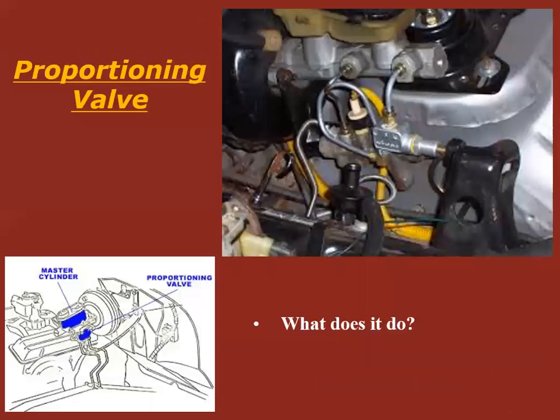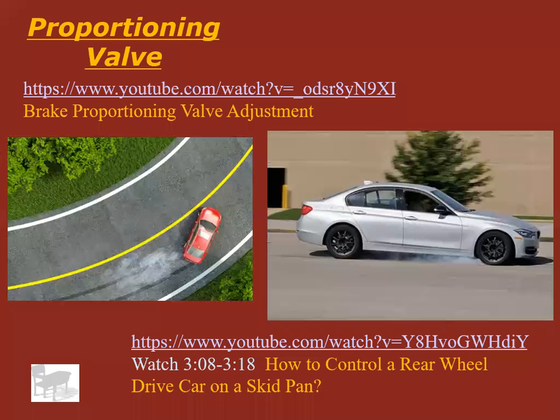So let's talk about the proportioning valve. What does it actually do? We're going to watch a video on this, but just to prep you for that, here's what it looks like. Proportioning valve, see it's located usually pretty close to the master cylinder. It regulates the fluid flow between the front and the rear brakes. So in other words, it helps the rear brakes not lock up if you go into a skid, so that the back end doesn't swing around on the highway and skid and pass the front of your car.